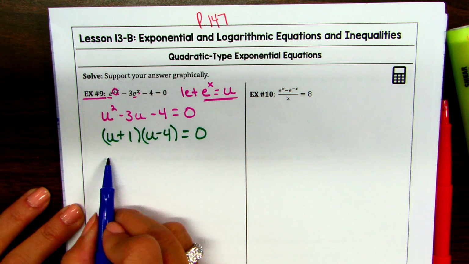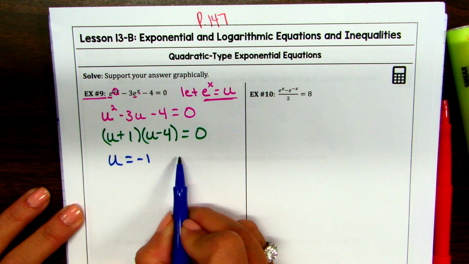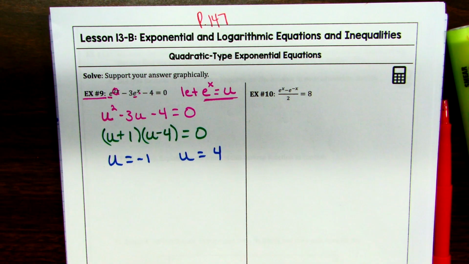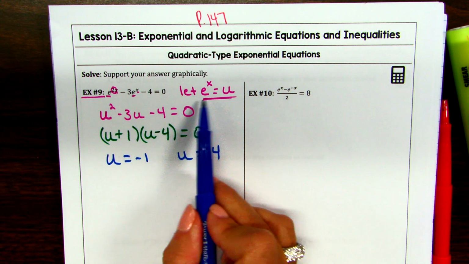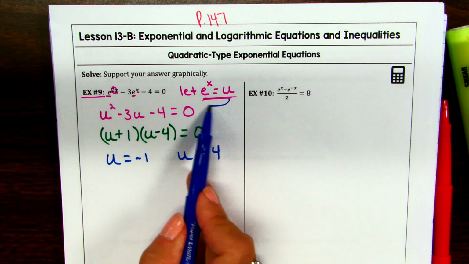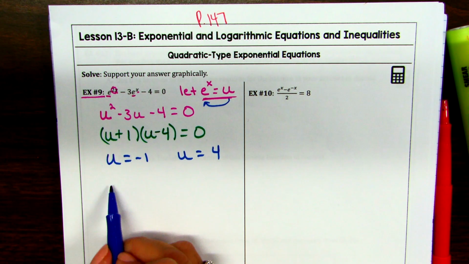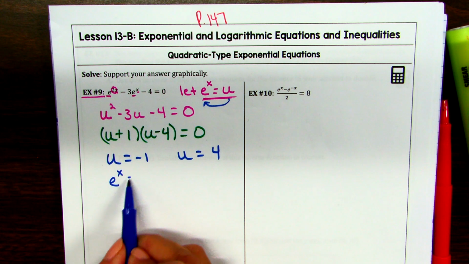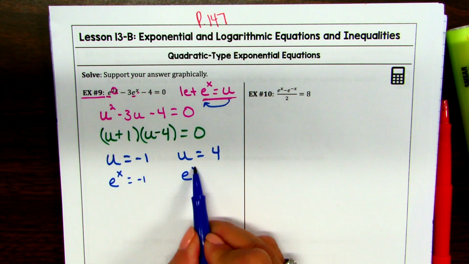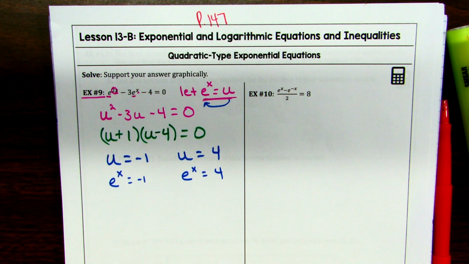Let's set them equal to 0 and solve. We would get these 2 answers, okay? But those aren't our answers. We're trying to solve for x, not u. Remember, we just substituted u in for the e to the x's. Let's now put it back to what it was. U is actually e to the x. And now we're back into what the traditional problem was, and we can solve for x.